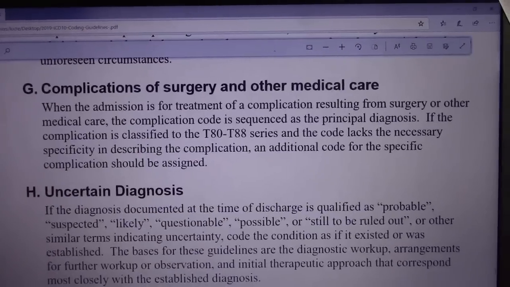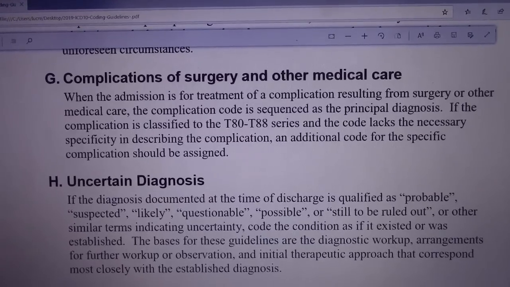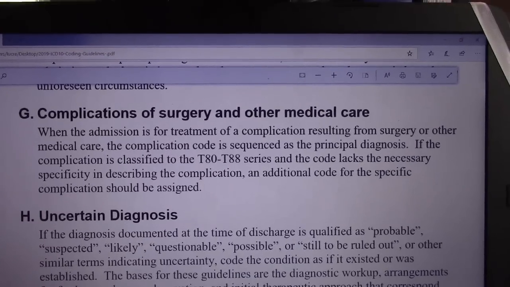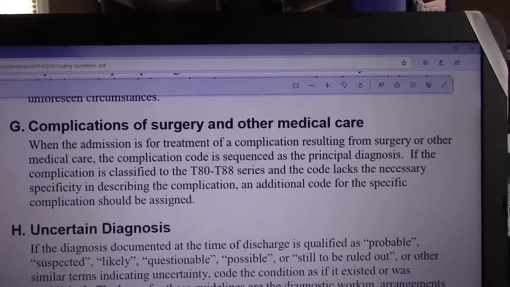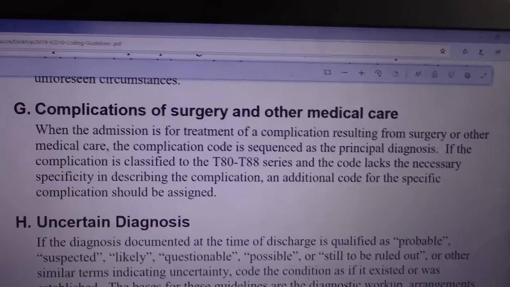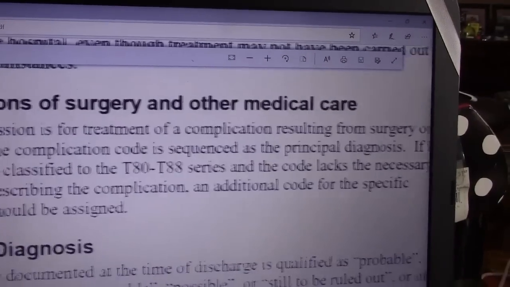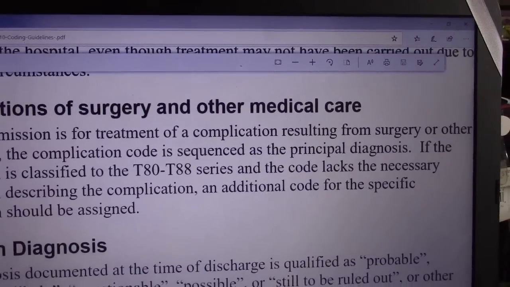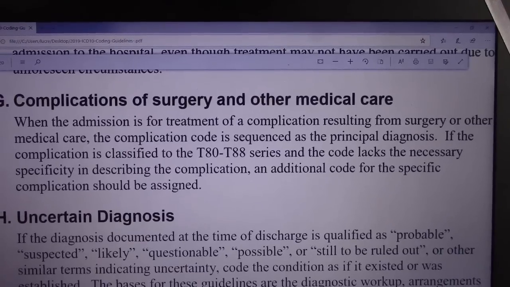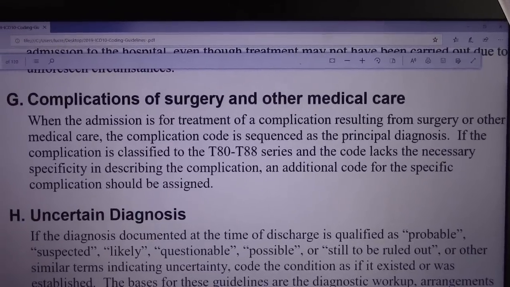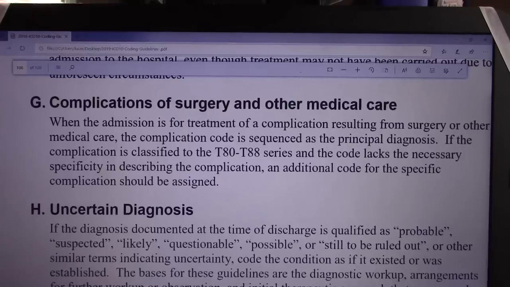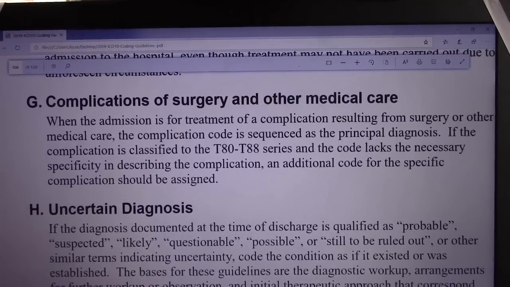What about complications of surgery and other medical care? We've seen that happen. When the admission is for treatment of a complication resulting from surgery or other medical care, the complication code is sequenced as the principal diagnosis if the complication is classified to the T80 through T88 series and the code lacks the necessary specificity in describing the complication. An additional code for the specific complication should be assigned.